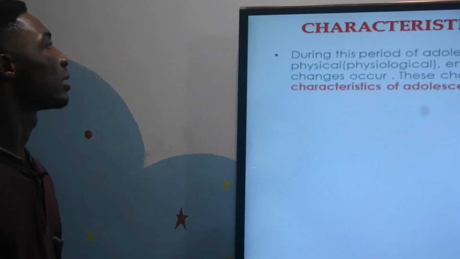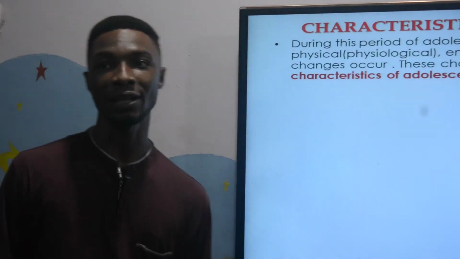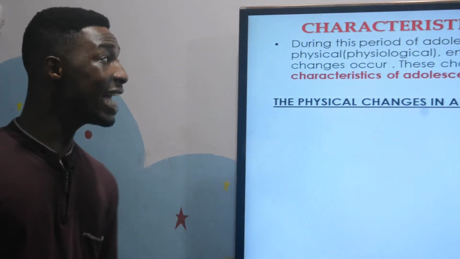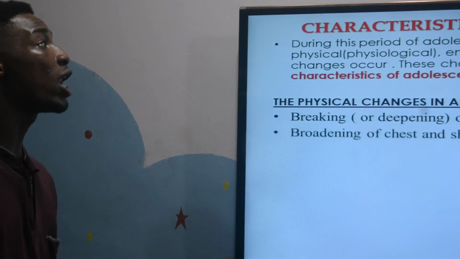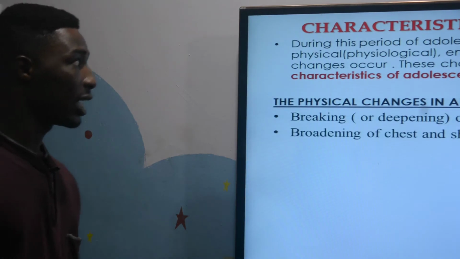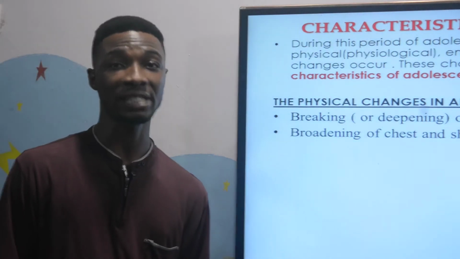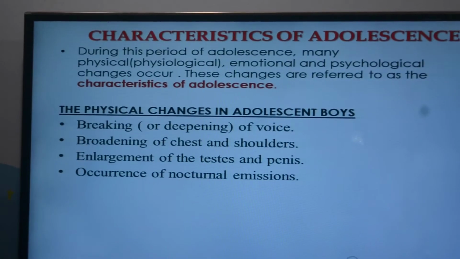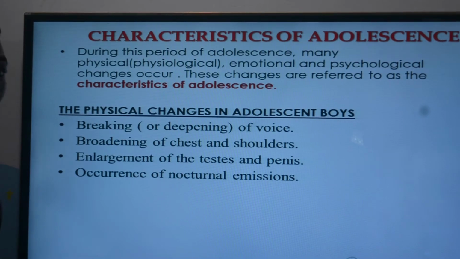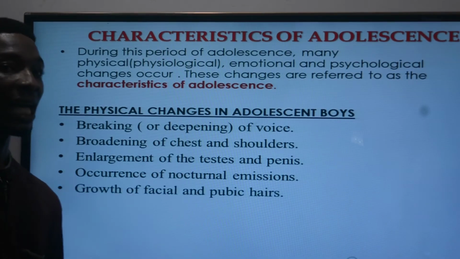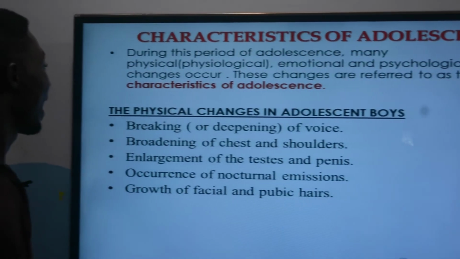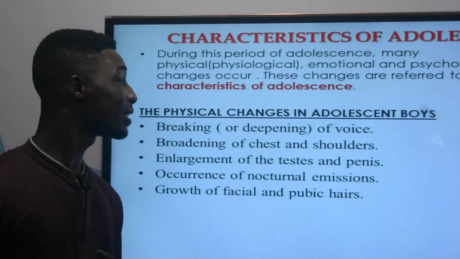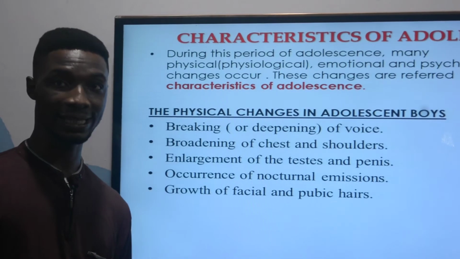Let's move on to the characteristics of adolescence. At this stage, the adolescent develops a lot of changes in their physical and moral lives. Let's first look at the physical changes in the adolescents. Let's first take adolescent boys. In the adolescent boys, there is deepening of voice.